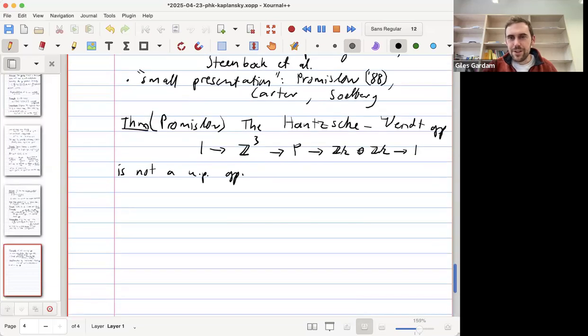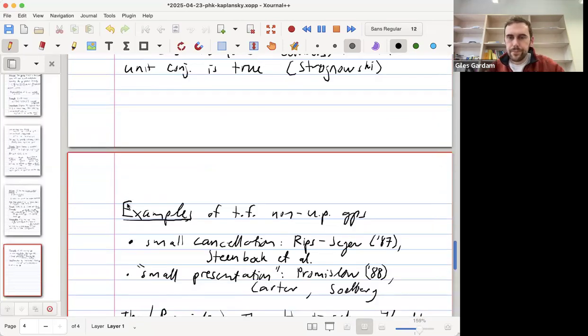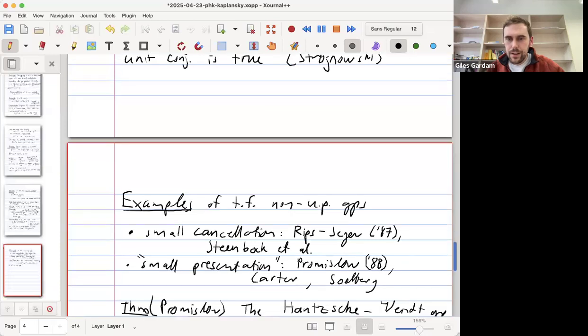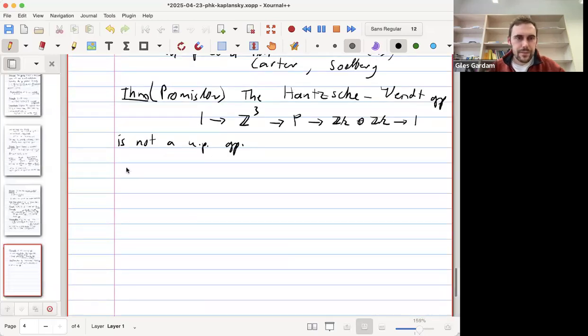And what I showed is not only does this fail to have the unique product property, it also fails to satisfy the unit conjecture. So what I showed, it's now already 4 years ago, is that if we take this group and take coefficients from the field with 2 elements, this has non-trivial units.